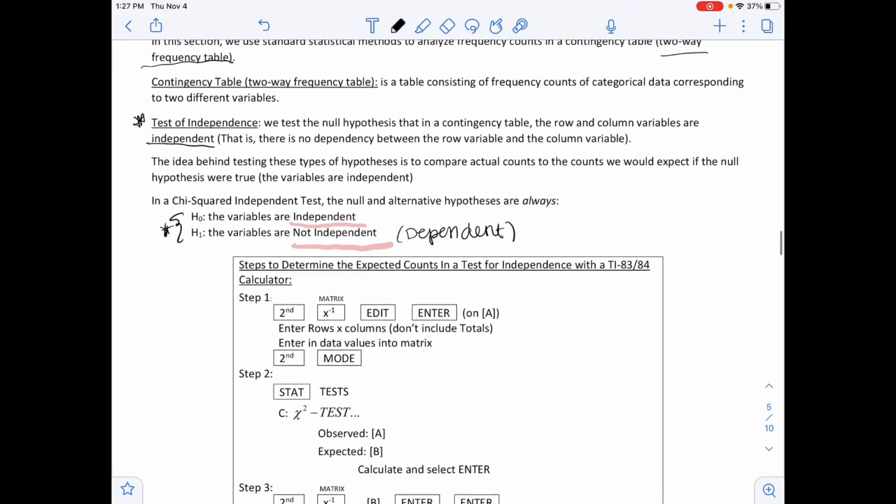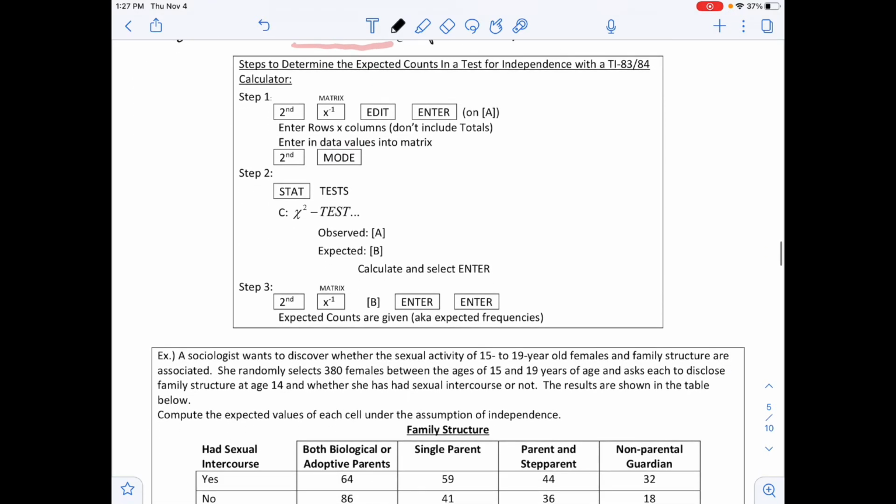Below this, we have some steps to determine the expected counts in a test for independence with a TI-83 or 84 calculator. Notice this is just to determine the expected counts. This isn't actually conducting our test yet. We'll get to that momentarily.